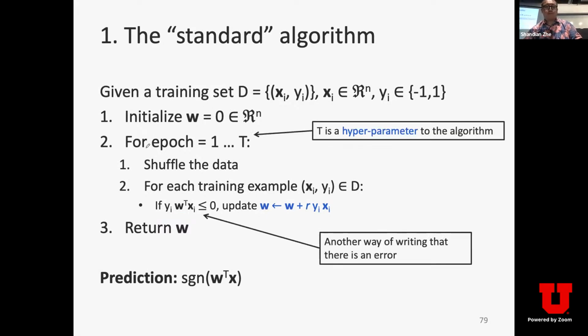Here, we need to set a hyperparameter big T, how many epochs you want to run. Unfortunately, there's no golden standard for how to set that. You have to tune it according to your specific problem. Secondly, for convenience, we just use this inequality to check if this is an error. We know that when we make a correct prediction, this quantity will be positive, otherwise it will be negative. And once you finish all the big T epochs, you get a W vector. You just make predictions according to the sign of the score. And this is the standard algorithm.